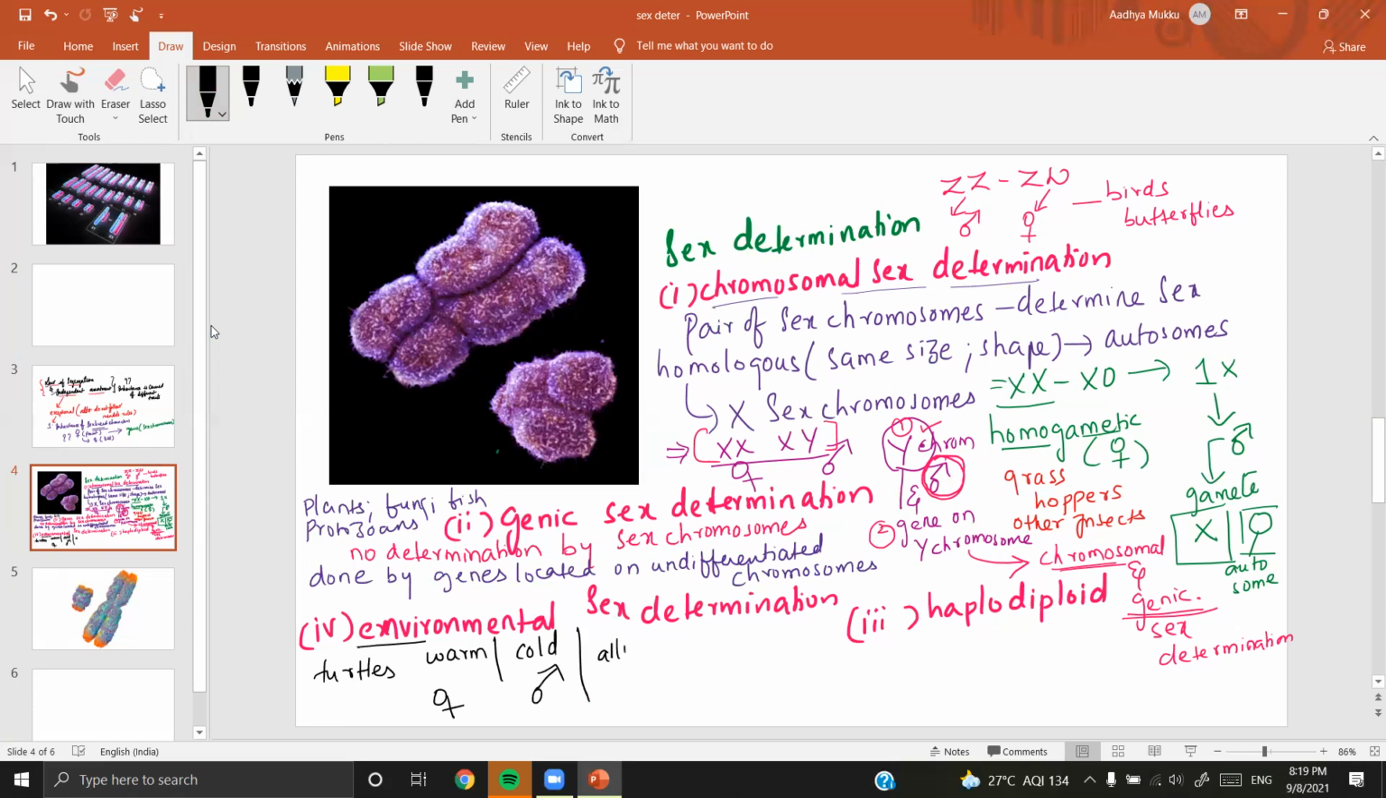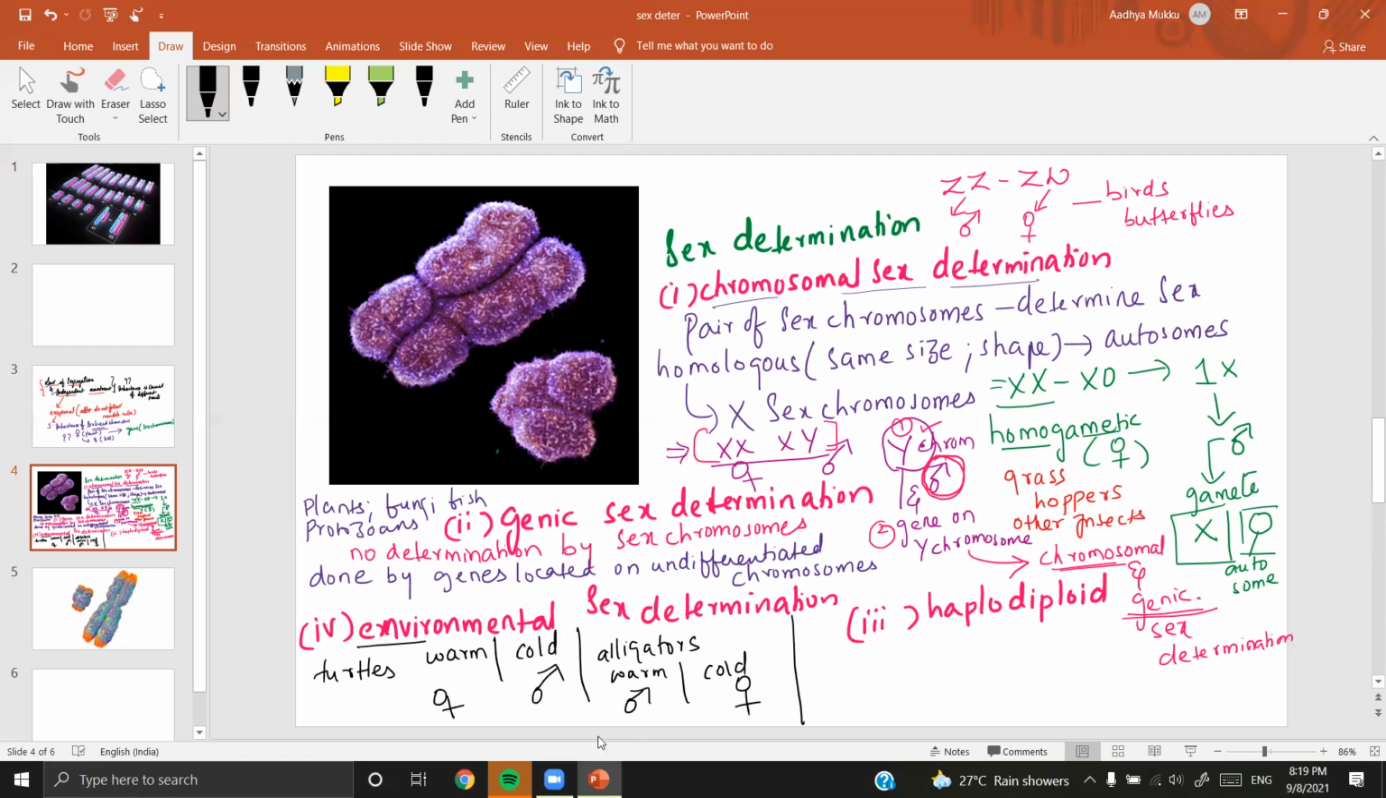But if you talk about the alligators, we can see that it's the contrary, where warmth is mostly going to help in determining the male sex, and the cold temperatures are going to determine the female sex.